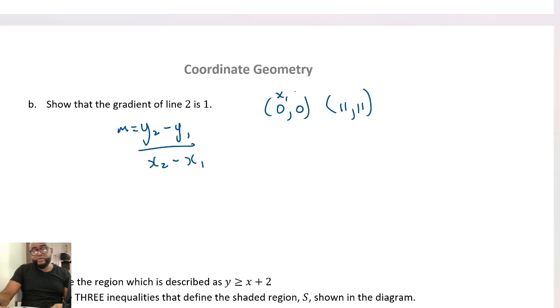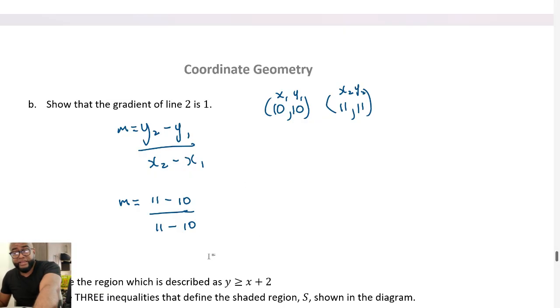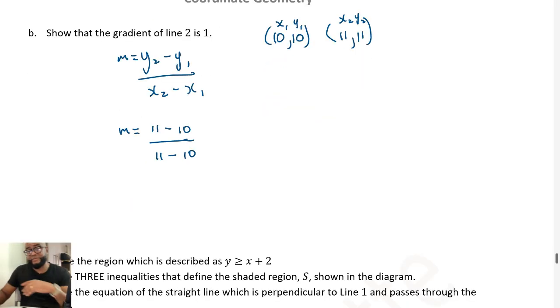So x1, y1, x2, y2. I'm going to use 10 and 10, and 11 and 11. What's y2? 11 minus 10, over 11 minus 10. So it doesn't matter what the coordinates are for the first one or the second one, we get the same thing. So m will be equal to what?